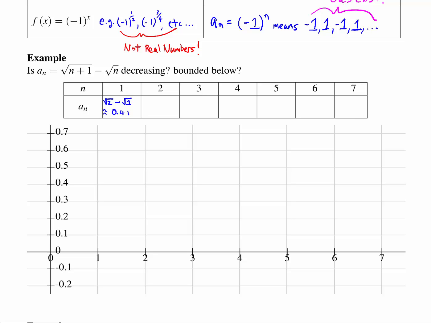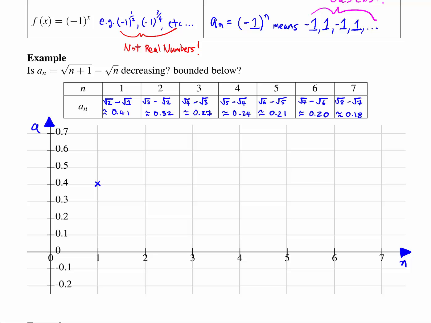Then we could plug 2 into the term formula to find the square root of 3 minus the square root of 2, and that's approximately 0.32. And then the next one, the square root of 4 minus the square root of 3 is approximately 0.27. Square root of 5 minus the square root of 4 is approximately 0.24. And then 0.21, 0.2, 0.18. And what we could then do is plot these with a being the dependent variable on the y-axis and n being the independent variable.